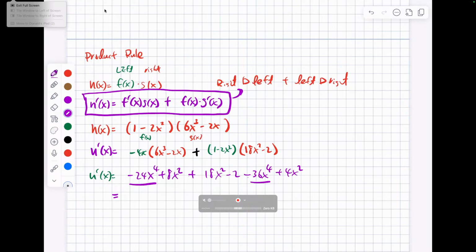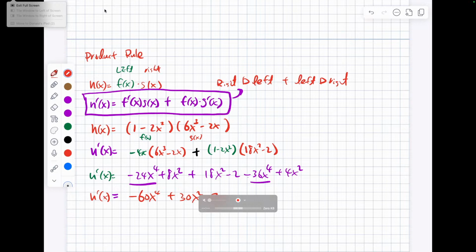18x squared minus 2, negative 36x to the 4th plus 4x squared. Is equal to negative 60x to the 4th plus 30x squared minus 2. That's h prime of x.